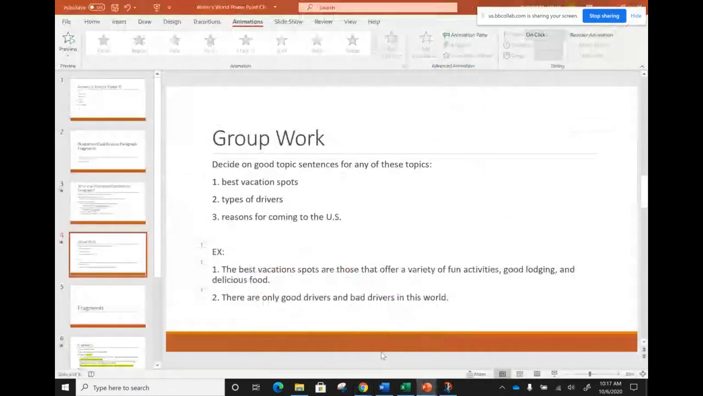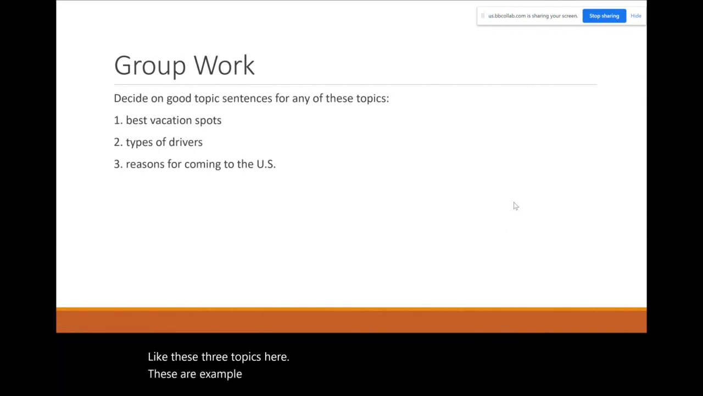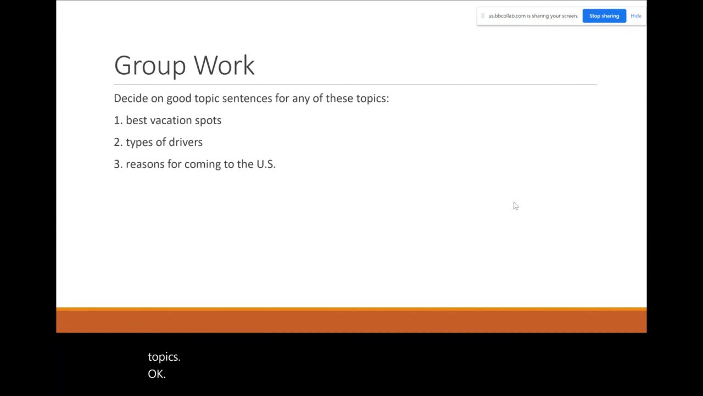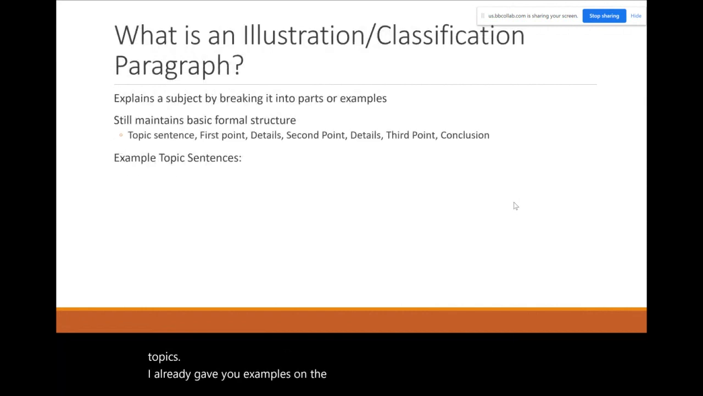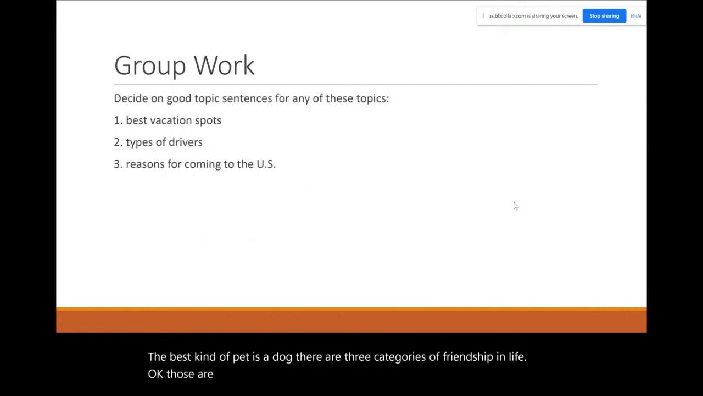I would like for you guys to take these 3 topics here. These are example topics, okay? And I want you to just brainstorm some topic sentences. What could be some possible topic sentences for these 3 topics? Okay? I already gave you examples on the previous slide. Remember these? About the pets. The best kind of pet is a dog. There are 3 categories of friendship in life. Okay, those are examples. I want you guys to do example topic sentences for these.